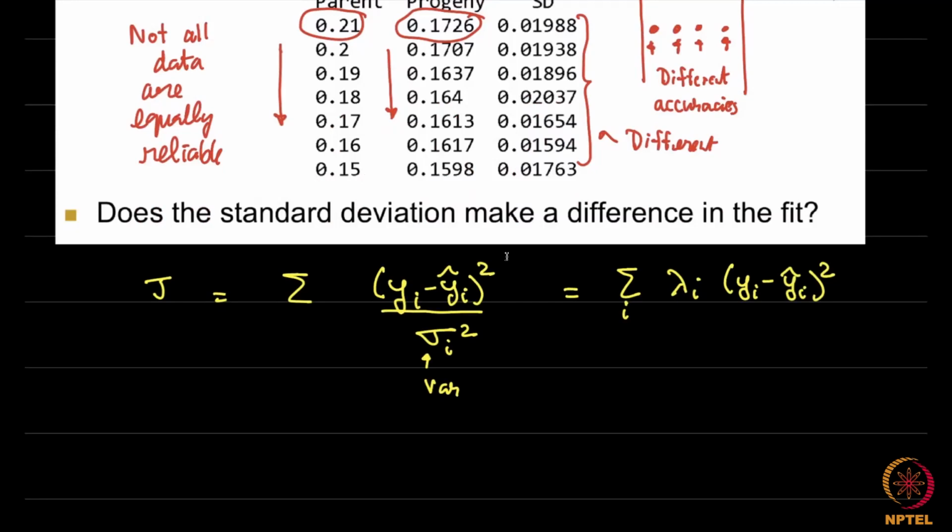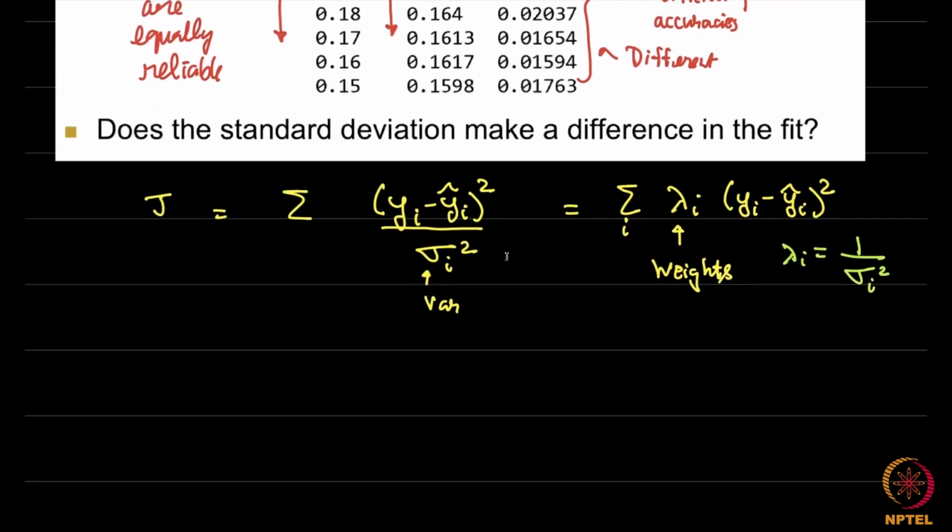I don't want to use w because many people use w here, but w we have already used for the parameter. So lambda i are the weights, which is to say, if it is highly accurate, then sigma will be small. Then I want to give a lot of weight to it, because now lambda is going to be 1 by sigma i squared. We will see a probabilistic kind of derivation to this idea when we come to the probability portions of this course. Okay. Now, how does this make a difference?